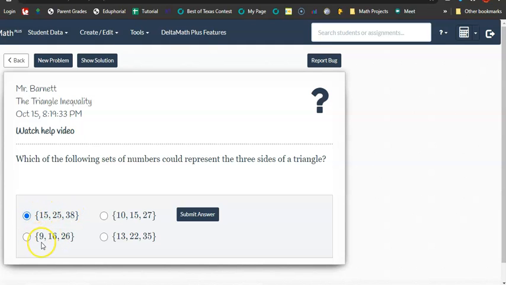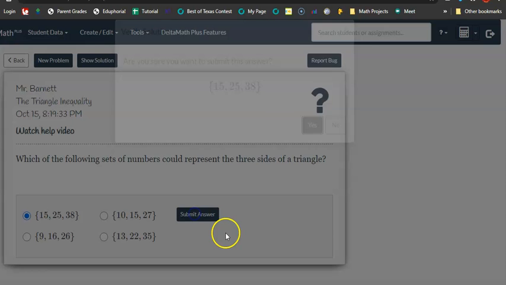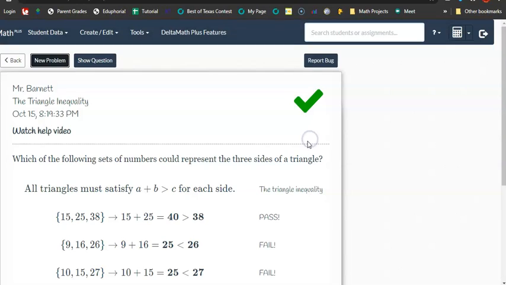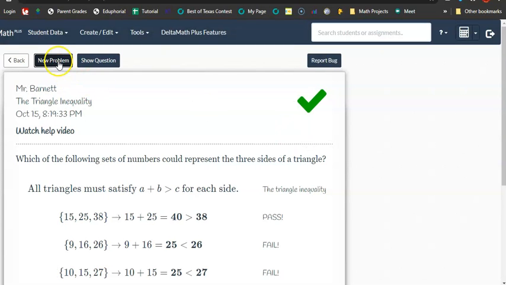Okay, let's check the other ones. 9 plus 16 is 25. 25 is not more than 26, and so this doesn't work. 10 plus 15 is 25. 25 is not more than 27, so again, doesn't work. 13 plus 22 is 35, which is not more than 35, so that doesn't work. So there we go. We're going to submit that. There it is.